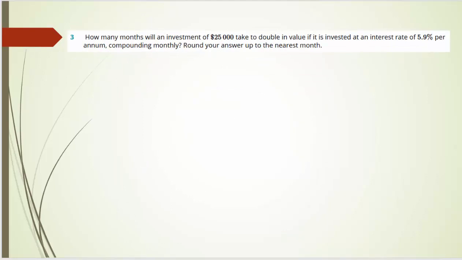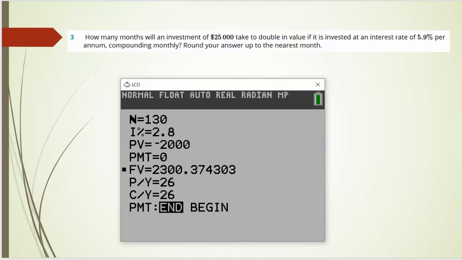Another question. Question 3. How many months will an investment of $25,000 take to double in value if it is invested at an interest rate of 5.9% a year compounded monthly? So look for what you're being asked. What you're being asked is how many months will an investment take? That means that n is the question that we're going to be solving. So just leave it as 130 because we're going to be asking it to solve it for that value in a minute. Don't worry about changing it. Just put in the new information.